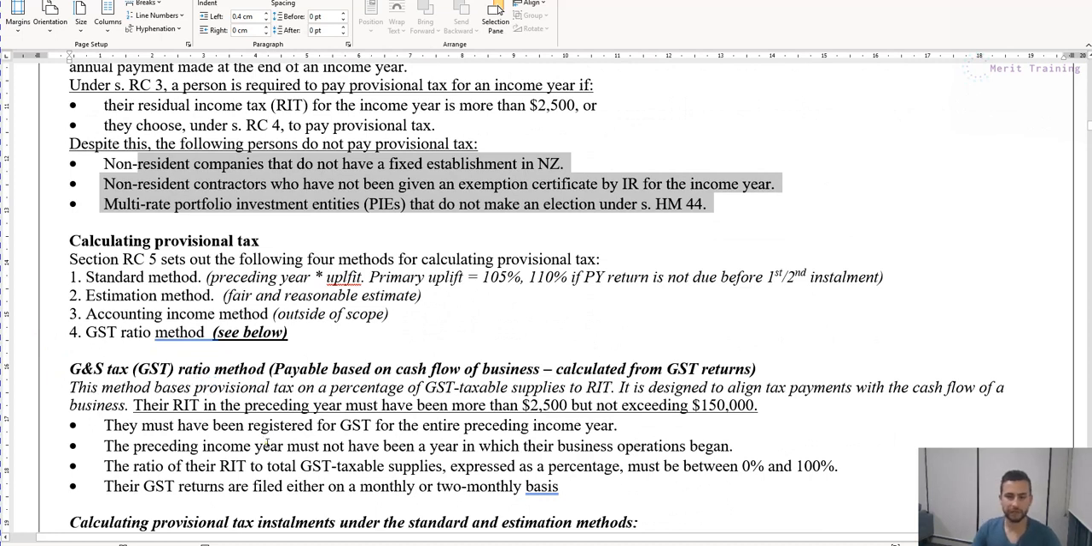Okay, so how do you actually calculate how much tax you have to withhold, to pay the government each month? Well, there's basically 4 methods to calculate what your provisional tax is. Number 1 is the standard method. The formula is just over here.